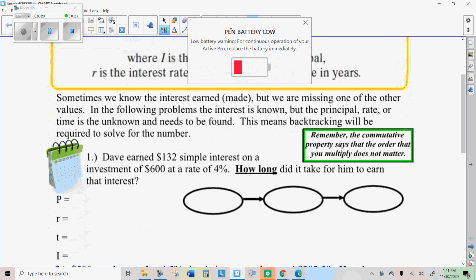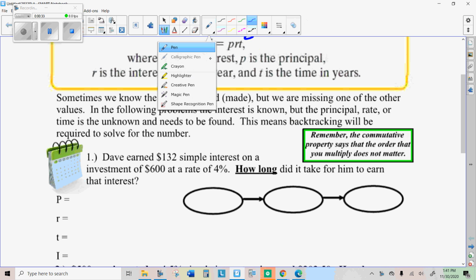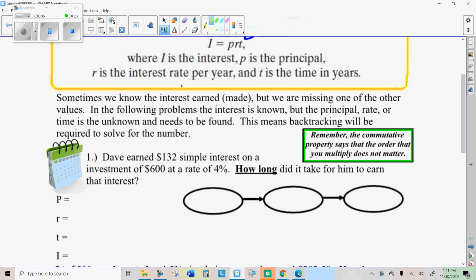Dave earned $132 of simple interest on an investment of $600 at a rate of 4%. How long did it take him? So how long would be, we're actually looking for time here instead of looking for interest. So we're looking for t.